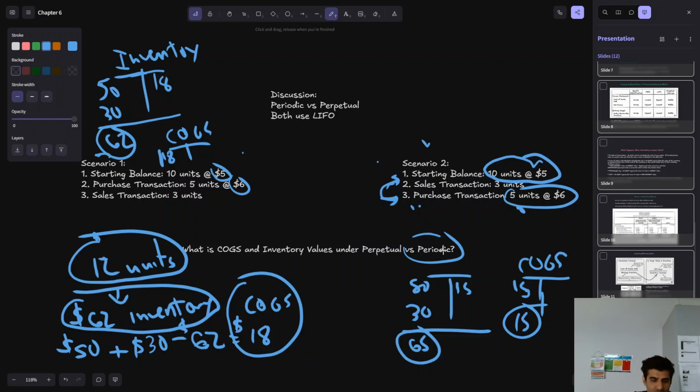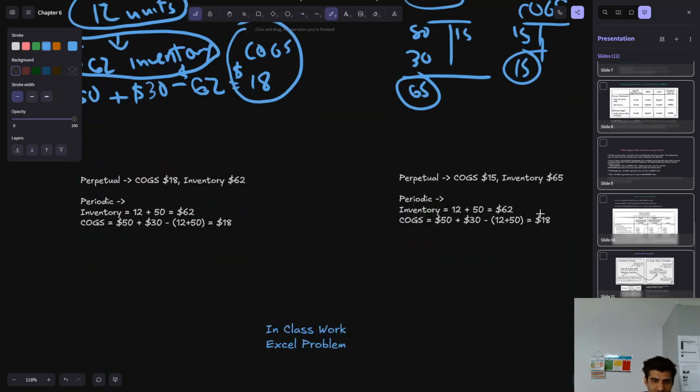Okay, so let me just make sure that's right. Perpetual 65. Yeah. Okay. So good. I did it right as per my last way of calculating this.